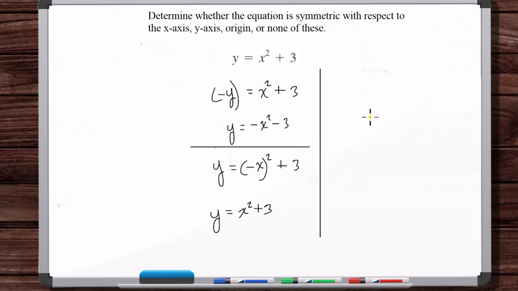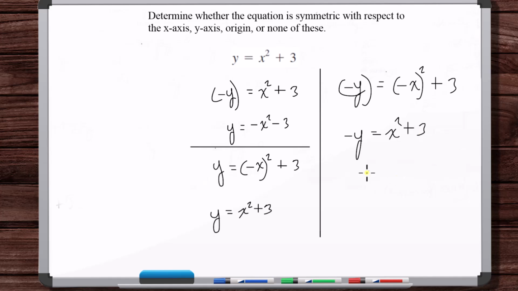Okay, now let's check to see if it's symmetric about the origin. How do we check that? You flip it about the x and the y-axis. So you put minuses in front of both variables and see if you get the original equation. No. So this equation is only symmetrical with respect to the y-axis.